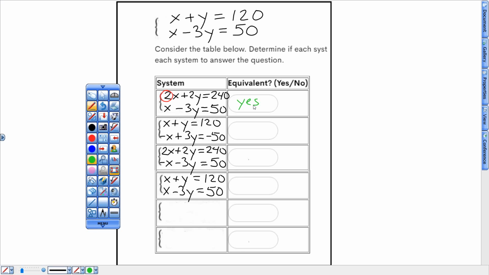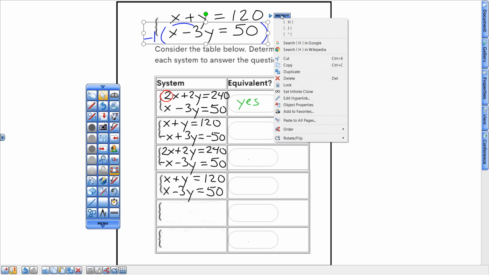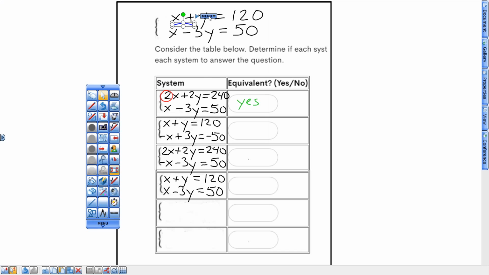This next one looks like the top row remained unchanged, but that bottom row is being times by -1 all the way through. So -1 times x, -1 times -3, positive 3y, and -1 all the way down times that 50 gives me -50. Because I'm multiplying every single term in there by -1, that keeps it equivalent. If I did every term except for that last one, no good. All right, let's look at these next two.